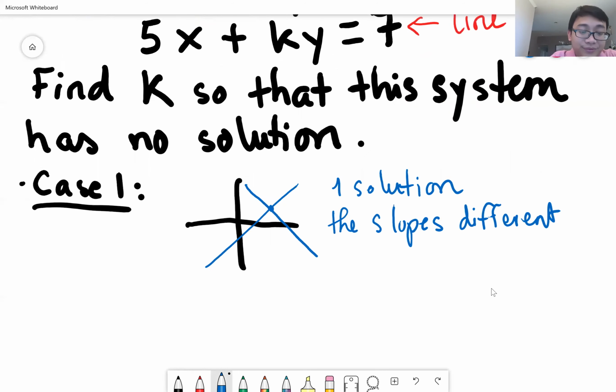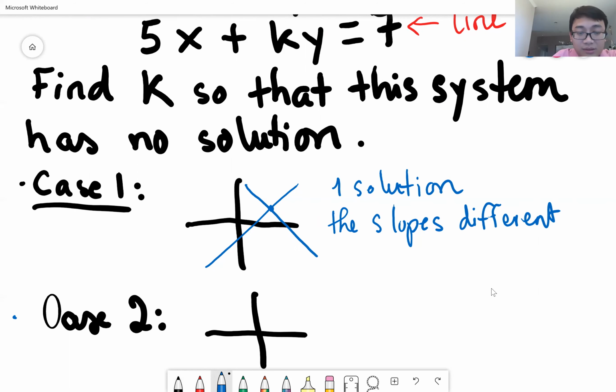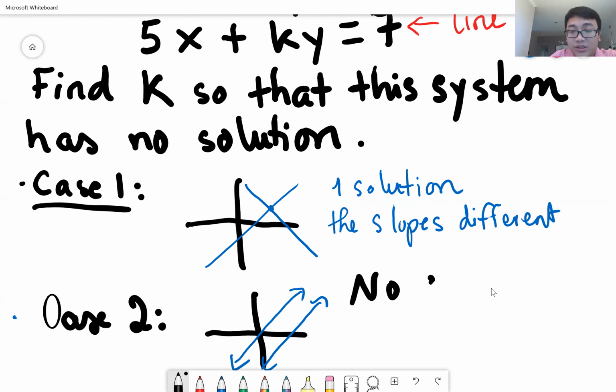Now, case number 2. If you take a guess, it will be parallel lines. Am I right? Parallel lines. So there will be no solutions because they don't cross each other, and the slopes are the same.